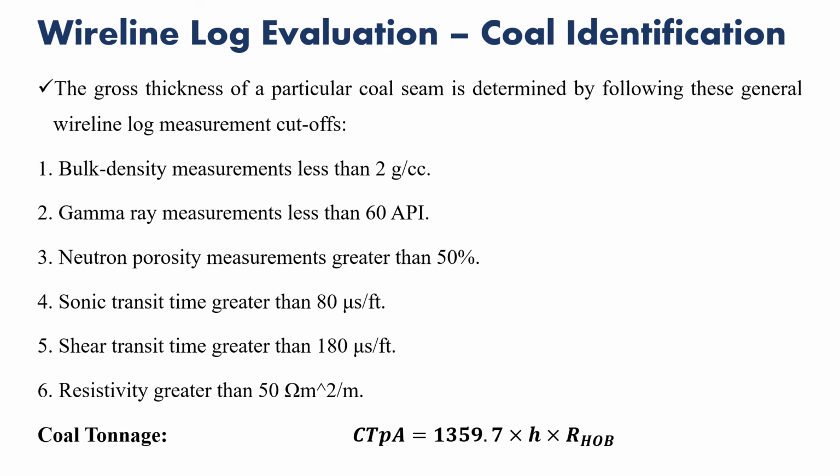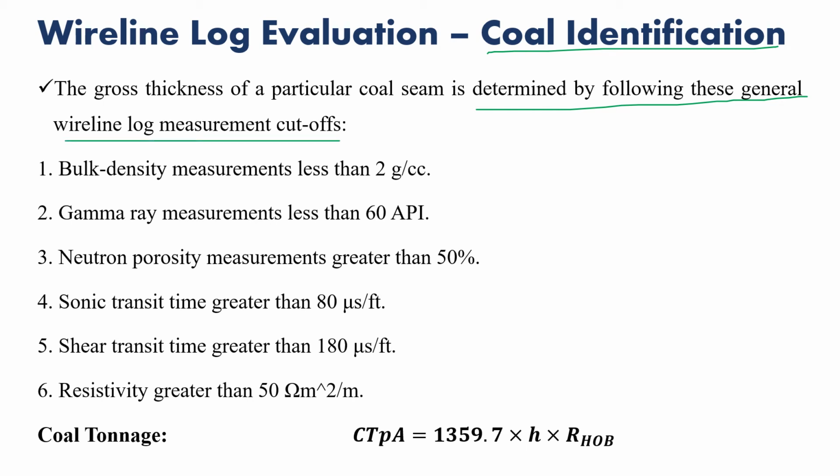Right, so we are done with the logging methods. Now we have to take that background and identify the coal properties. So coal identification. The gross thickness of a particular coal seam is determined by the following general wireline log measurement cutoffs.